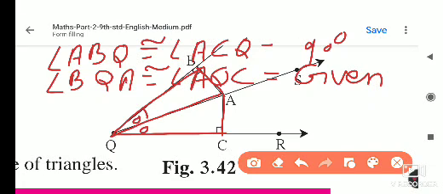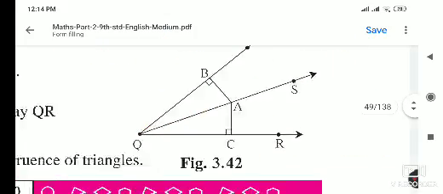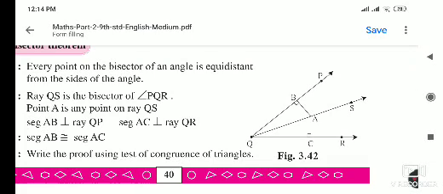Therefore these two triangles, ABQ and ACQ, are congruent to each other by which test of congruency? AA test of congruency. Once they are congruent, their corresponding sides, BA equals CA, you will get. Congruent means their measures are equal, so BA is equal to AC. That is our proof: every point on the angle bisector of an angle is equidistant from the sides of the angle is proved.